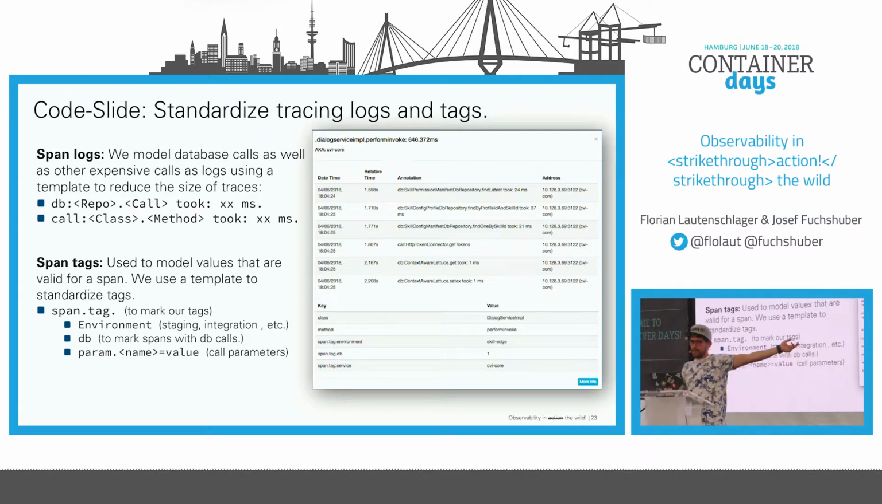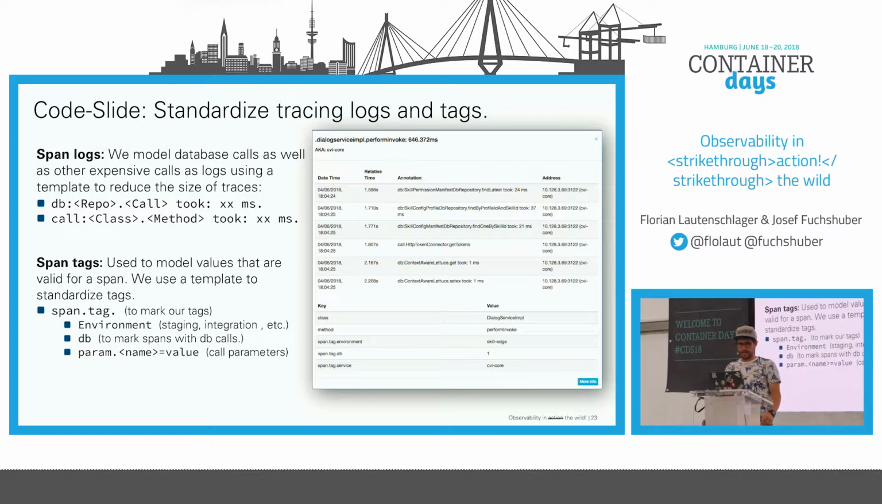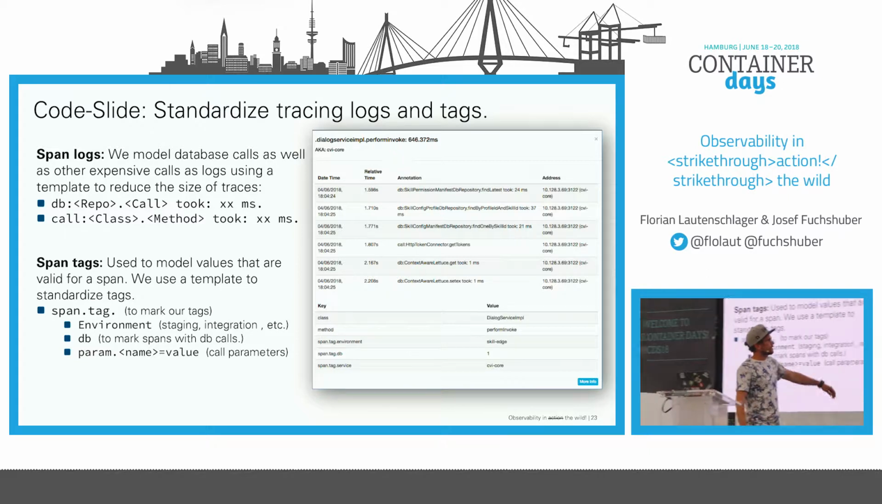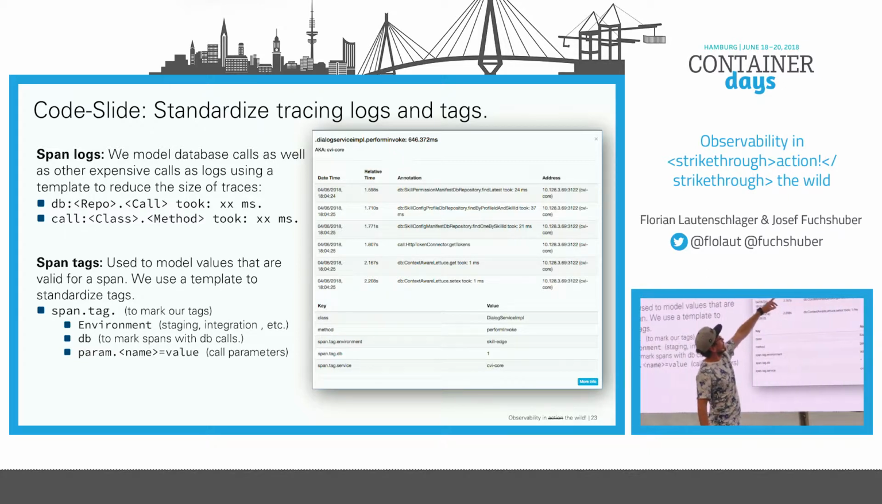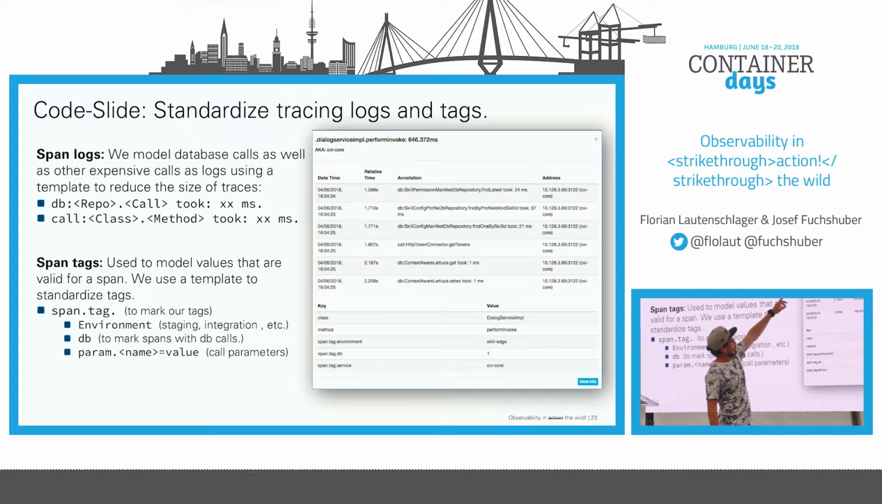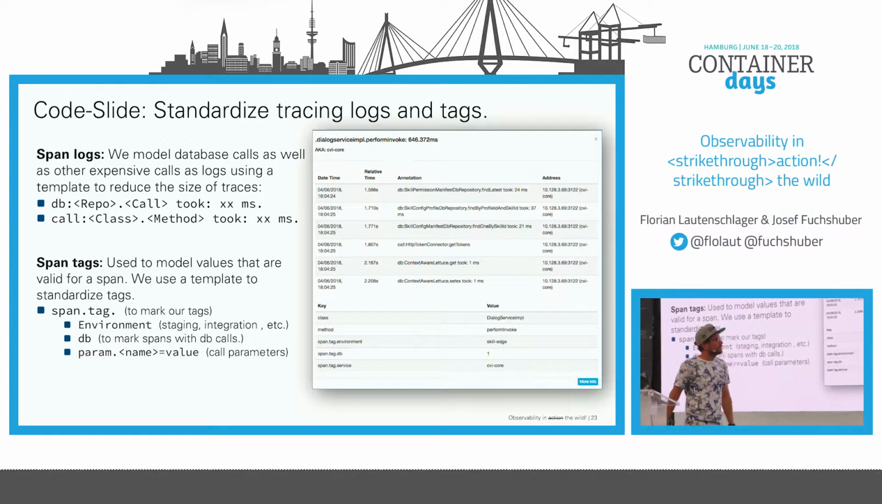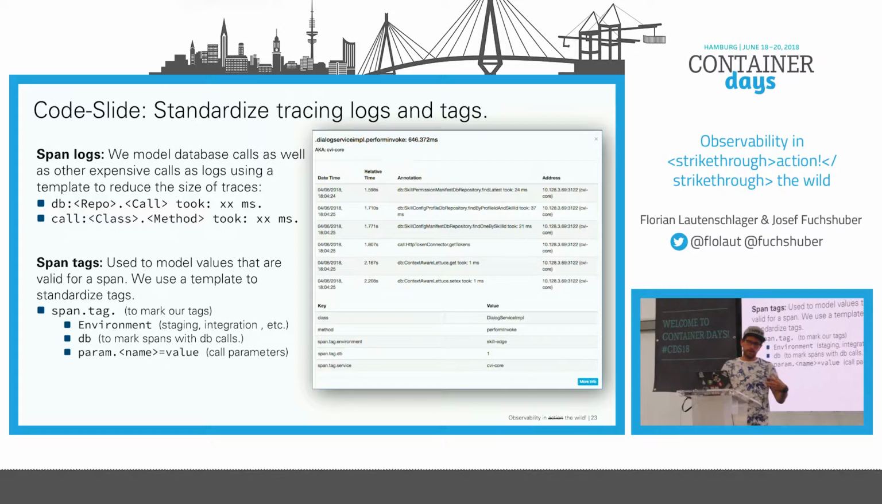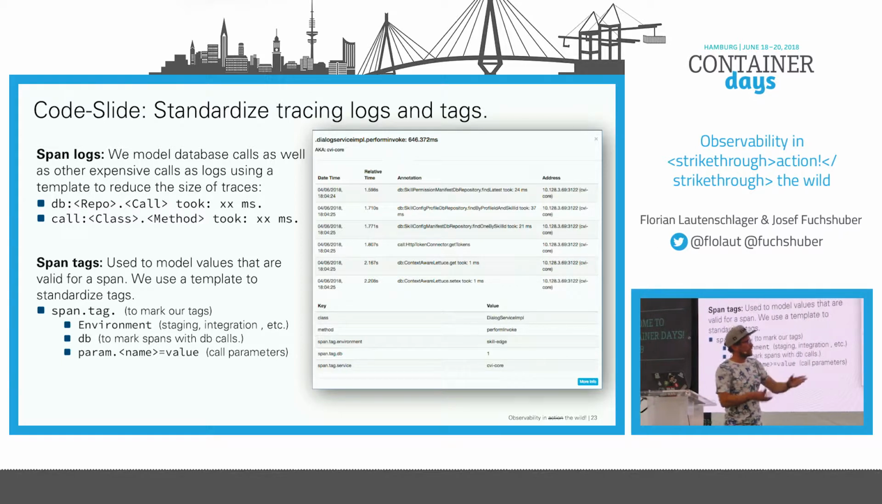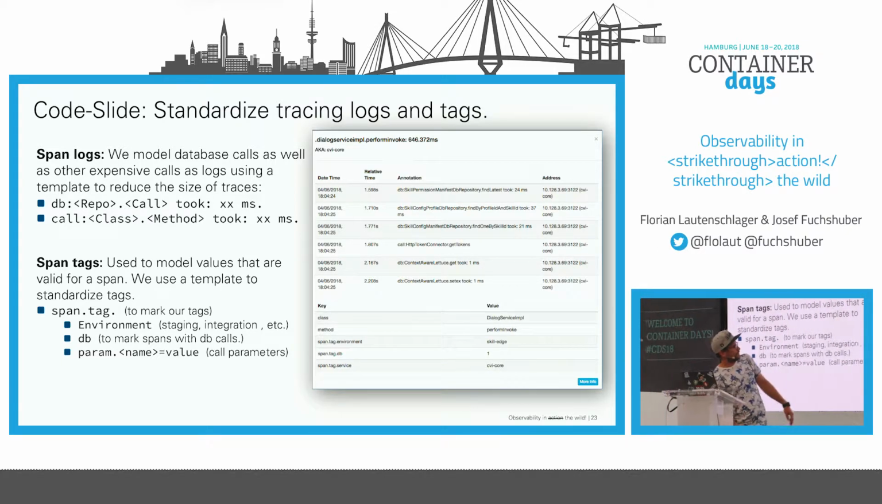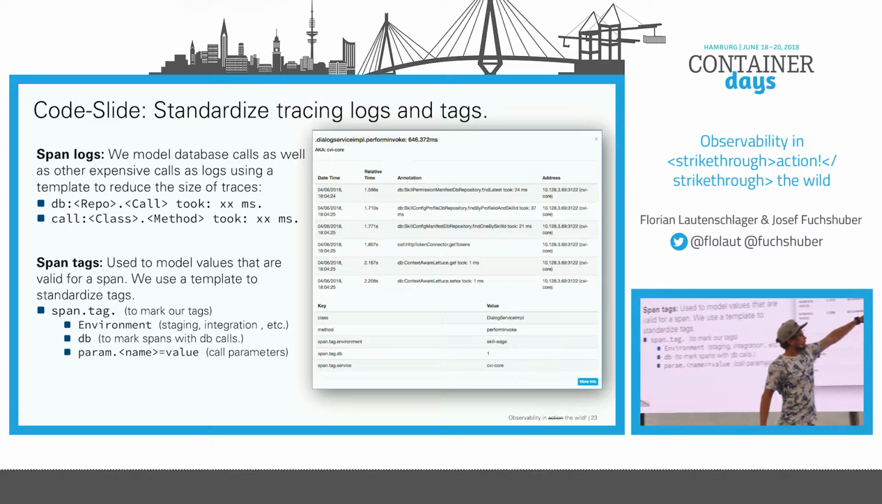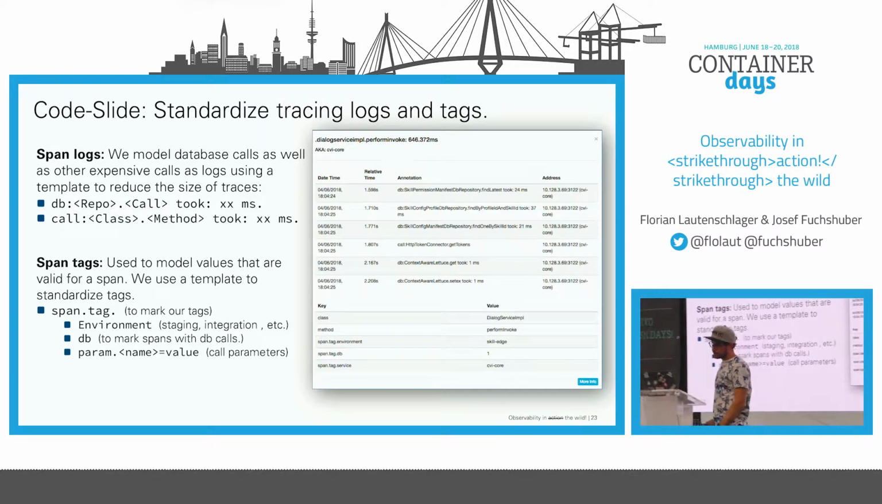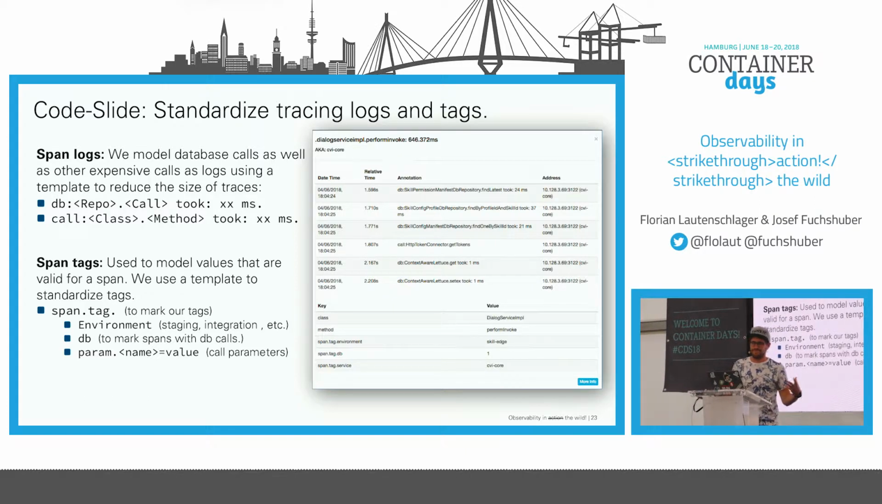Why? Because we want small traces. And you see in this example there are 1, 2, 3, 4, 5 database calls. If we model every database call as a span, we have 5 more spans, which are really small and only took 1 millisecond because this is Redis, and thus do not add any more information.